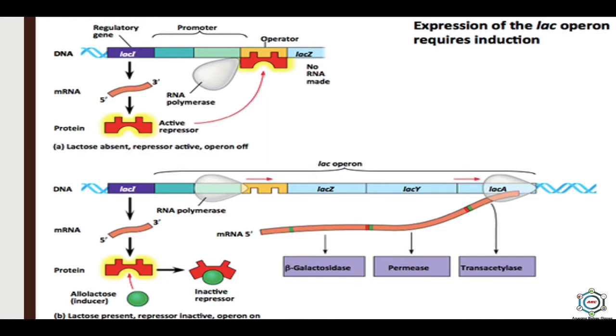The LAC-I gene has its own promoter that binds RNA polymerase and leads to transcription of lac repressor mRNA and hence the production of lac repressor protein monomers. Four identical repressor monomers come together to form the active tetramer, which can bind tightly to the lac operator site, that is O-lac.